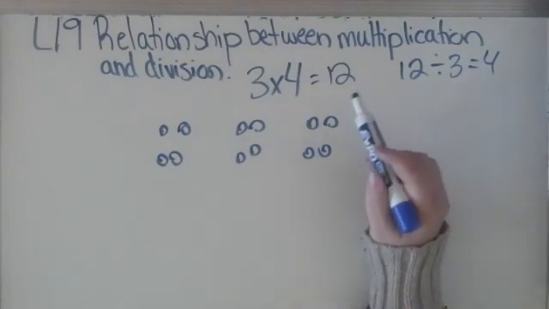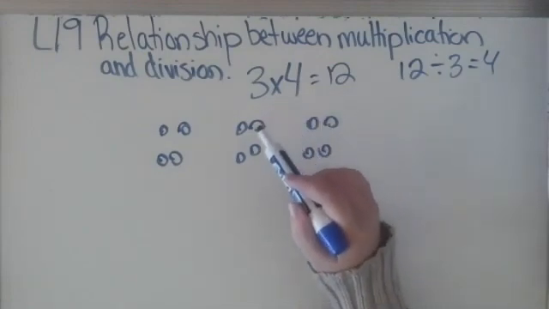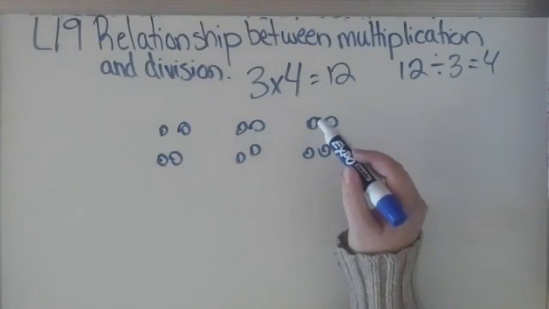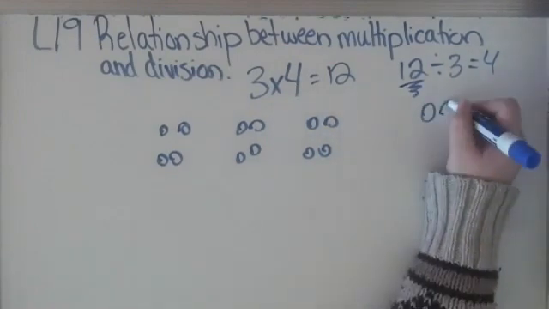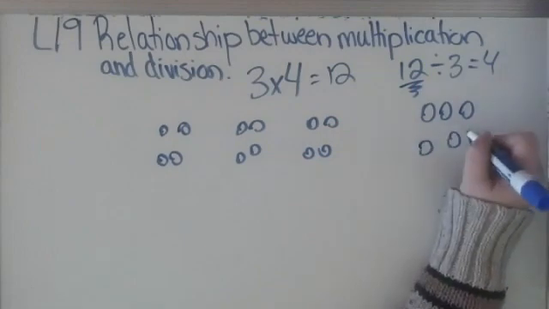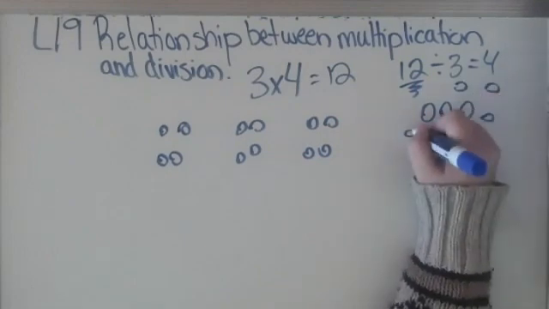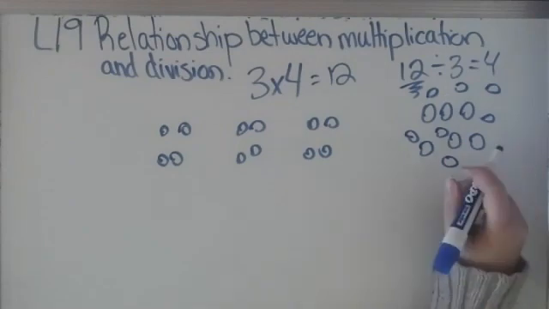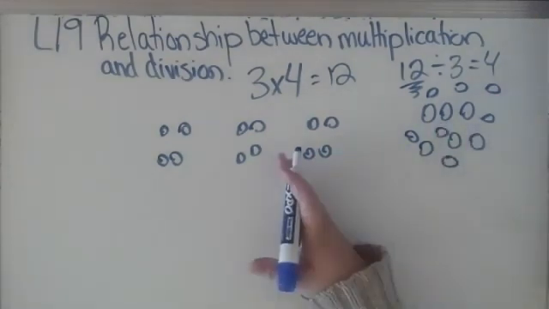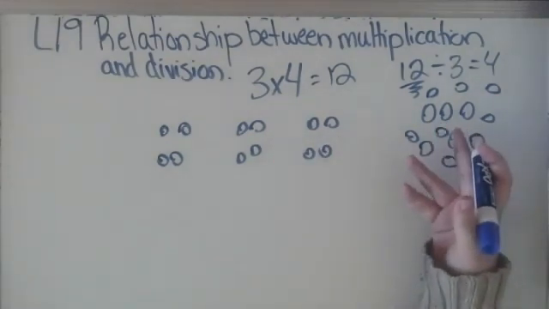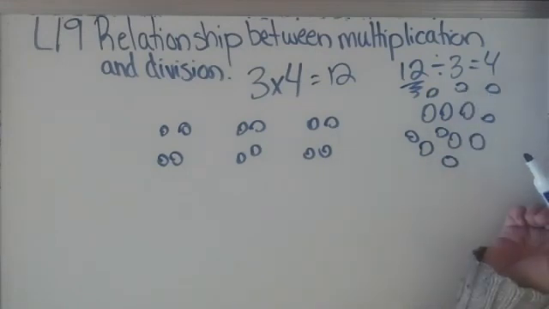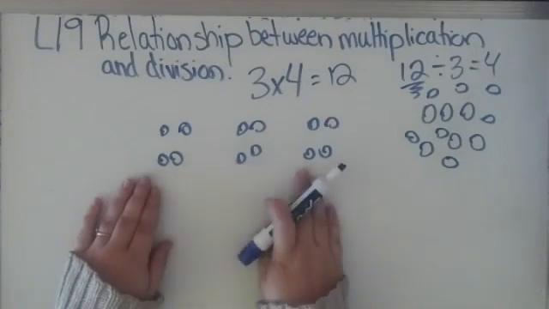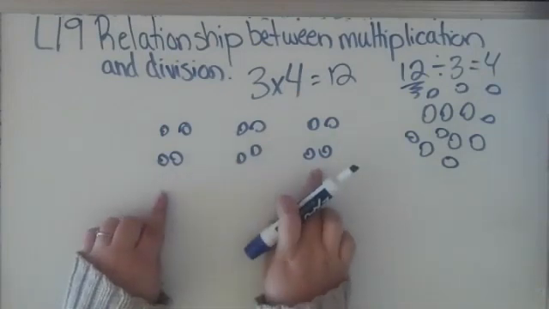The difference is in this one, I tell you how many is in each group and how many groups I have. In this one, you start off with a number of objects. You start off with 12 objects, and you're asked to put them into 3 groups, which you then find out is 4 in each group of 3. Okay? 3 groups, 4 objects in each group.